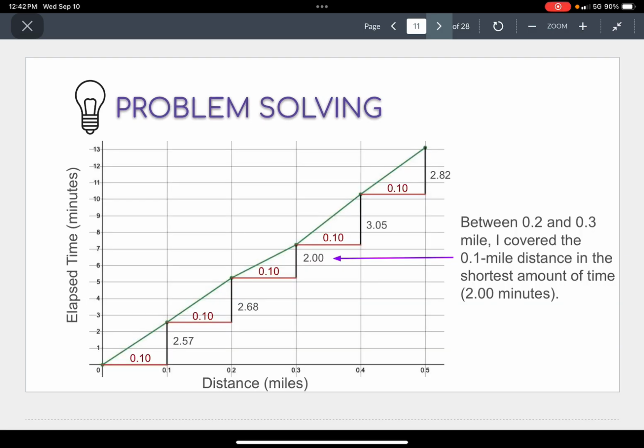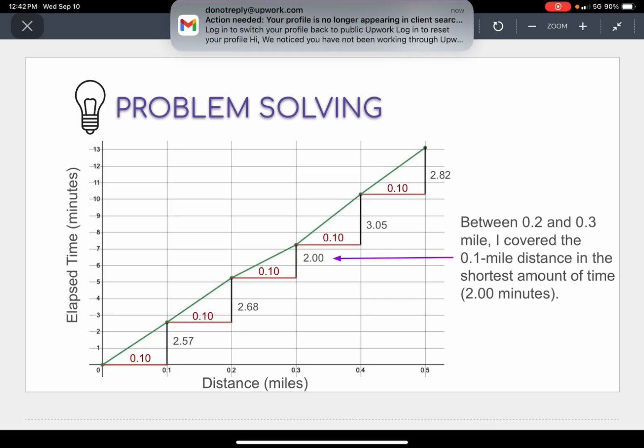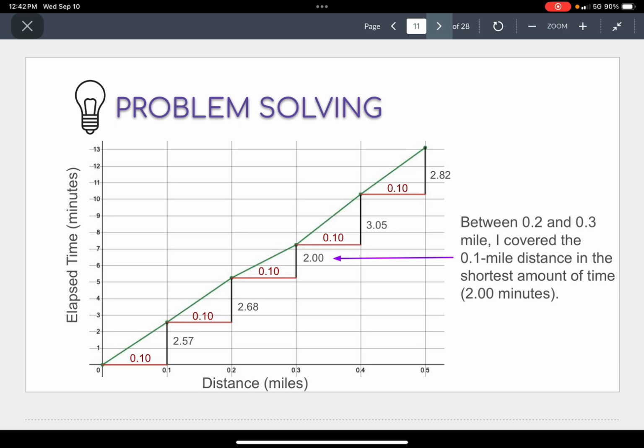Here I have graphed my distance and my elapsed time. Notice distance in miles is on the horizontal axis, elapsed time is on the vertical axis. I plotted the corresponding points and then connected those points with straight lines. Notice that the horizontal change is consistently 1/10 of a mile, but those vertical changes, or the elapsed time, varies. Over the first 1/10 of a mile, it took me 2.57 minutes.